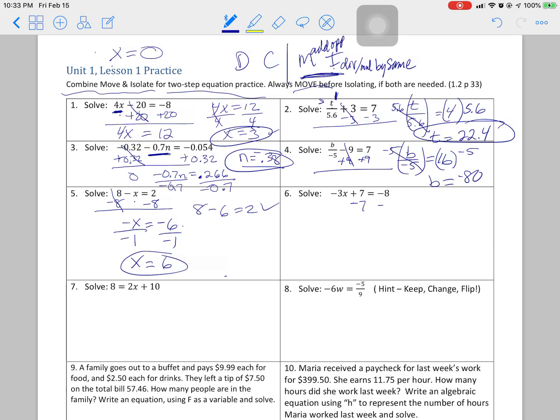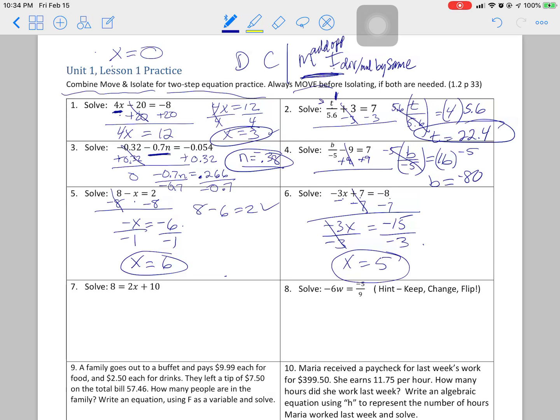Let's see. Move the 7 over. Don't forget this is negative 8 plus a negative 7, which is going to give you a bigger negative 15. All right, divide by the same on one side as the other. Negative 15 divided by negative 3 is a positive 5. Okay, so put it back up here. Negative 3 times 5 is negative 15, minus 7 is negative 8.